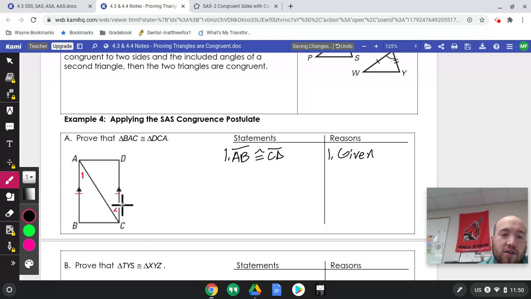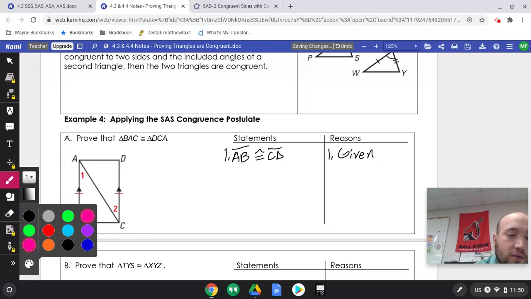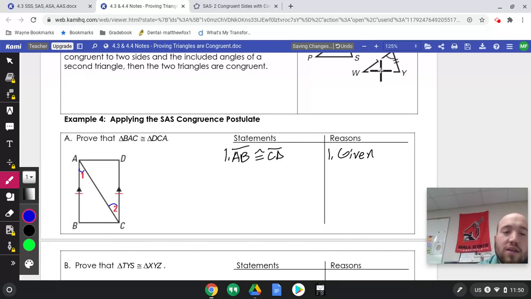Now, I also have these arrowheads. Those tell me these sides are parallel. If they're parallel cut by this transversal, then I can conclude that angle 1 and angle 2 are congruent. The reason angle 1 has to be congruent to angle 2 is that those are alternate interior angles, and we know alternate interior angles are congruent.